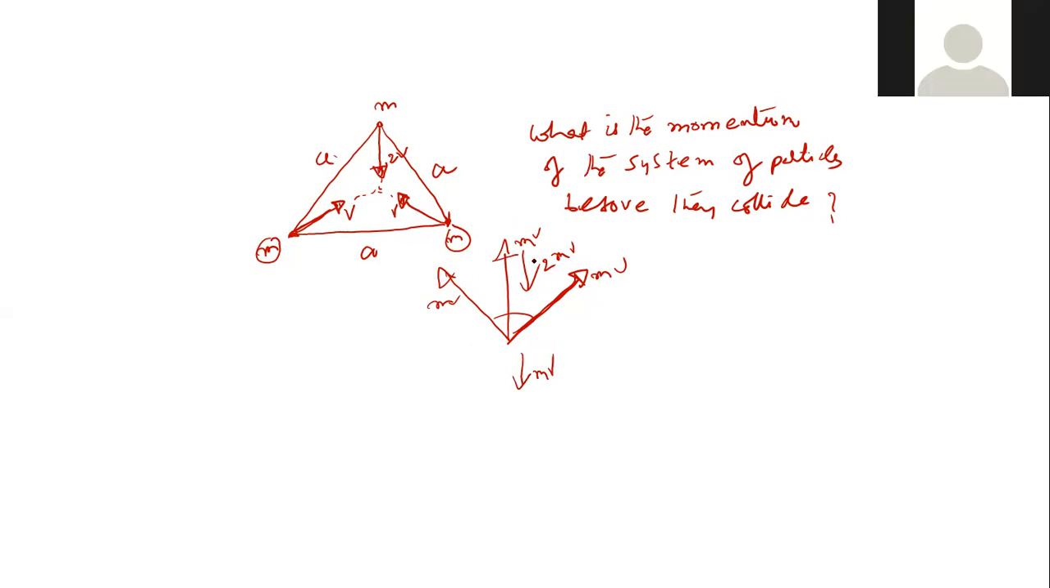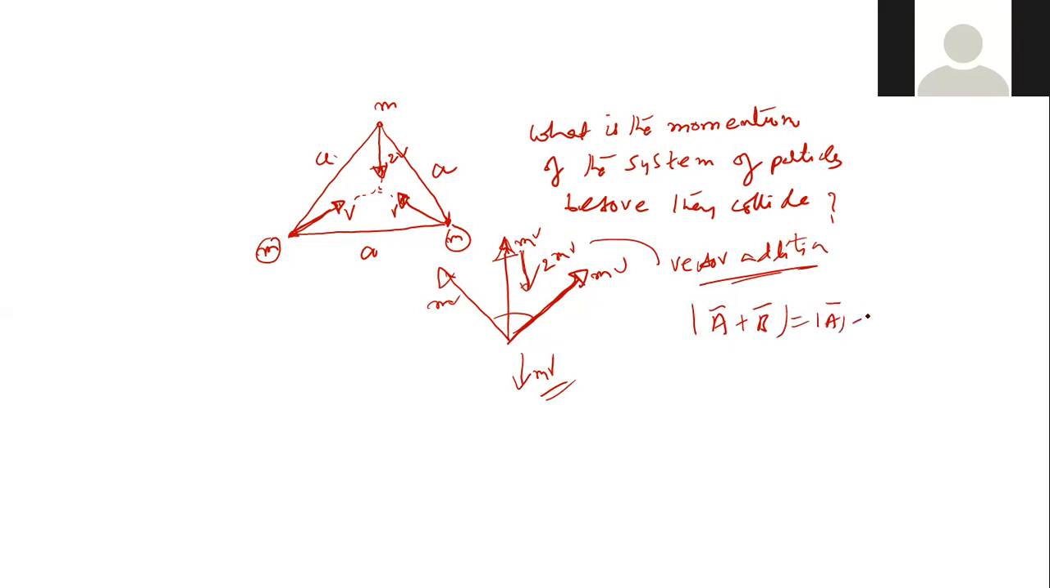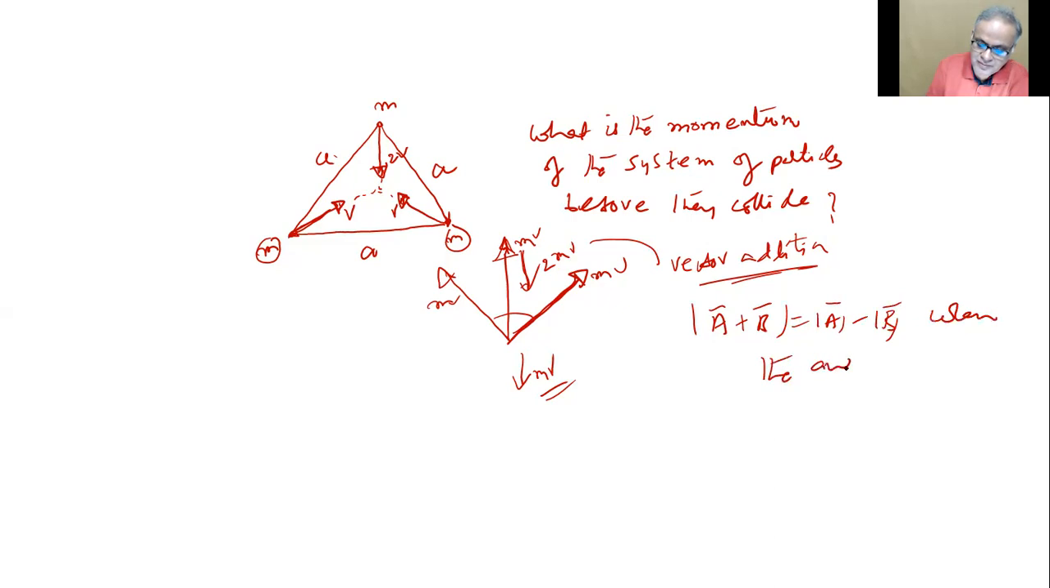minus MV. See, we are subtracting here, but remember, this is not subtraction, it is vector addition. Vector addition is giving MV downwards. The mod of A plus B will be mod A minus mod B when the angle is, tell me, 180 degrees. The angle between 2MV and MV is 180 here. They're opposite, right? Okay, yes.